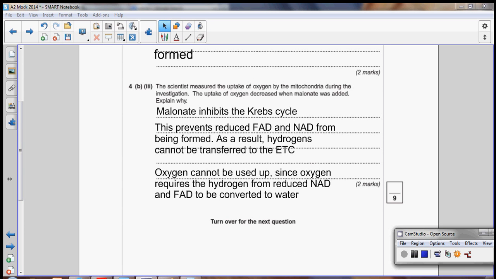So to finish off my answer, I'm going to explain that when the Krebs cycle is inhibited, it prevents reduced FAD and NAD from being formed. As a result, hydrogens cannot be transferred to the electron transport chain, and as a result, oxygen can't be used up, because to use up oxygen, I need that hydrogen.